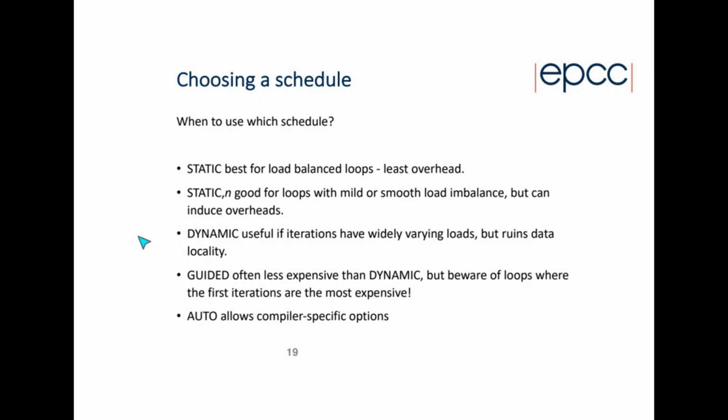Dynamic is typically useful if you have loop iterations with very widely varying loads. So if some loop iterations take 100 or 1,000 times longer than others, and there isn't a clear correlation between the loop index and the amount of work, then dynamic can be useful. Downside is it has higher overheads because threads have to synchronize to determine safely which thread gets the next chunk, and it also ruins data locality as well. Again, something we'll talk about in the performance session.